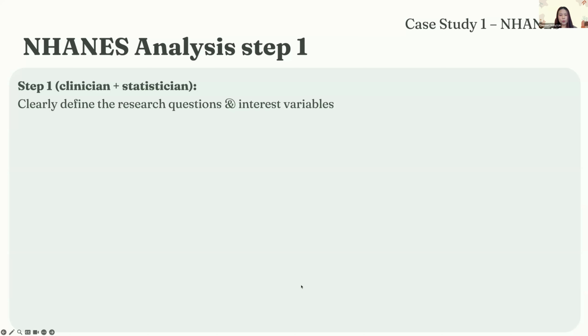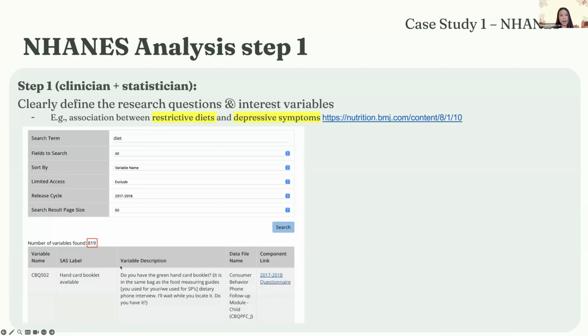For example, in one of our projects, we asked whether the association between restricted diets and depressive symptoms differs across BMI groups. The question sounds clear, but then comes the tricky part. What exactly is a restricted diet? When we searched for diet in the NHANES Variable Portal, we found more than 800 results across multiple questionnaires. So we had to sit down with clinicians and clarify which questions we should use from which cycles.